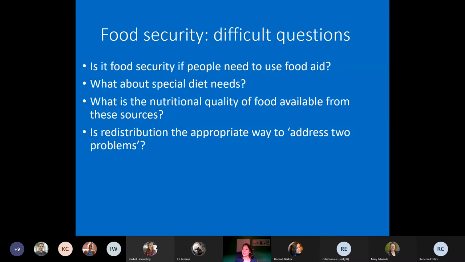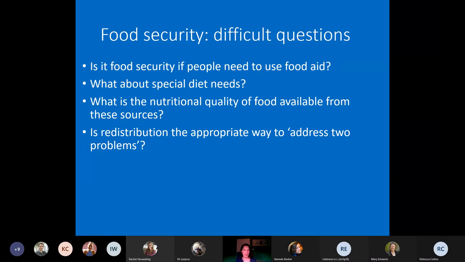So some difficult questions to end with. Is it food security if people need to use food aid? I would say no. It's just kind of creating a different situation. So people are not food secure if they're having to use food aid by the most clear definitions.